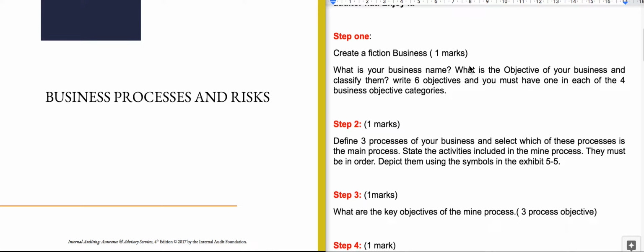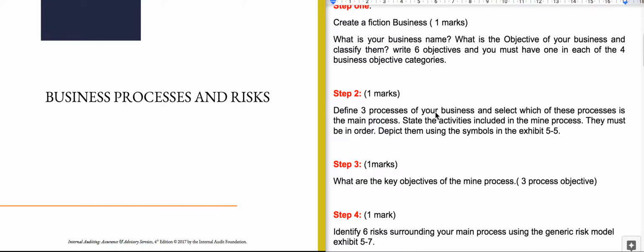So you need to have 6 objectives, not only one. So I need to make a profit, and the profit is considered as which classification of objective, and so on. So you need 6 objectives for your business. This is worth 1 mark.